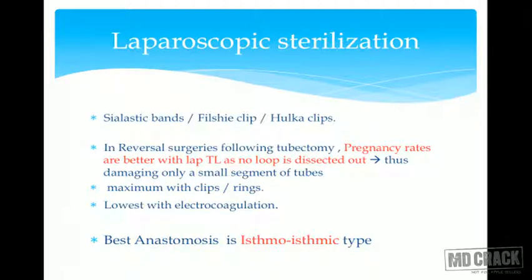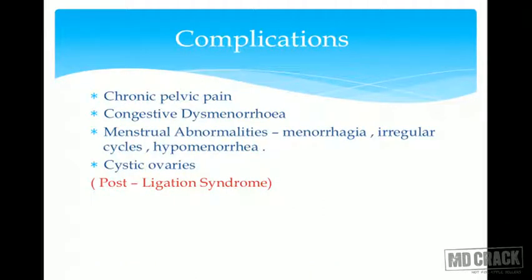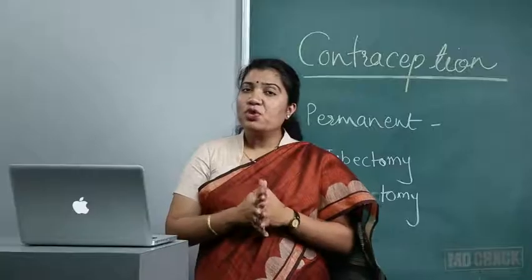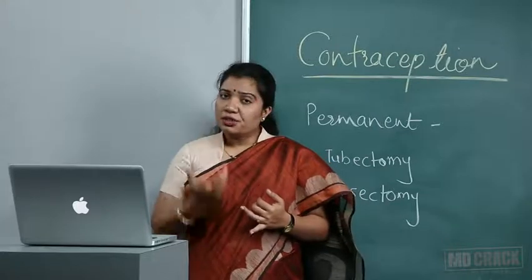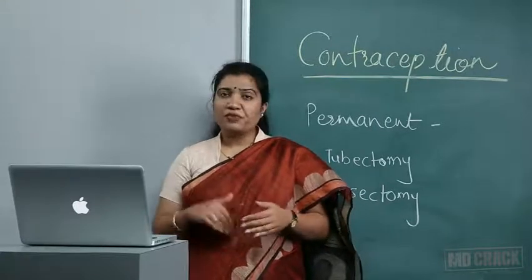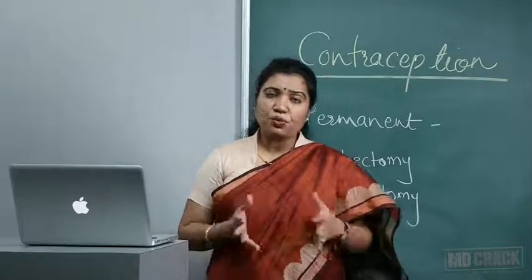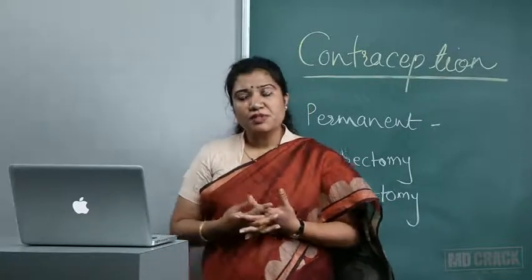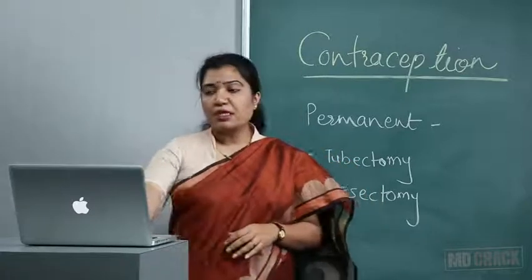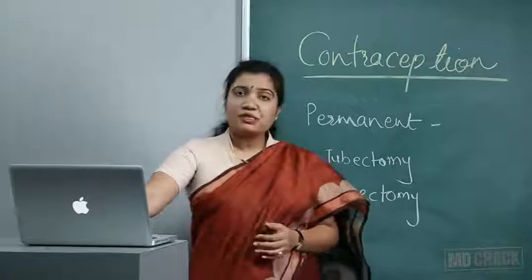Mortality rate is almost 5 to 10 per 1 lakh. Complications of tubectomy: there can be chronic pelvic pain, congestive dysmenorrhea, menstrual abnormalities like menorrhagia, irregular cycles, hypomenorrhea, and cystic ovaries. This is called post-ligation syndrome. Many patients have chronic pelvic pain, congestive dysmenorrhea and menstrual irregularities after tubectomy, and we may blame this syndrome on the change in the vasculature or the fibrosis which takes place. Because of that, patients have these typical symptoms, and it is called post-ligation syndrome. So that finishes this topic of contraception and family planning.